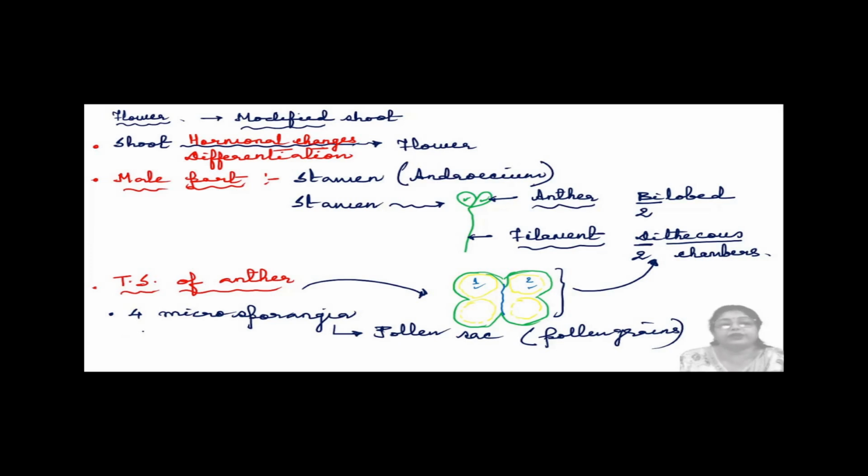So there are four microsporangia, and each microsporangium, when sectioned, will reveal some definite pattern of walls. So we are going to discuss this next. Let me choose another slide.